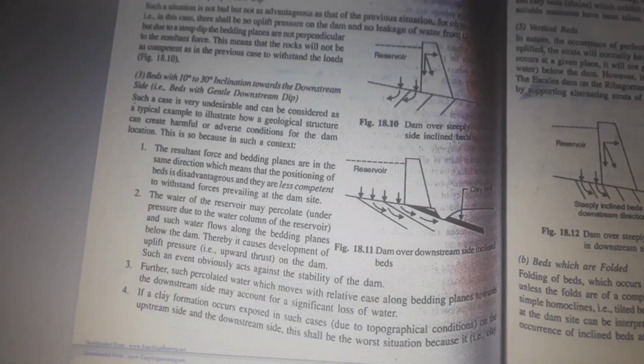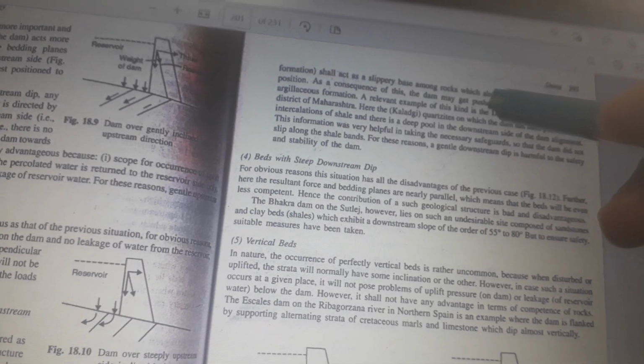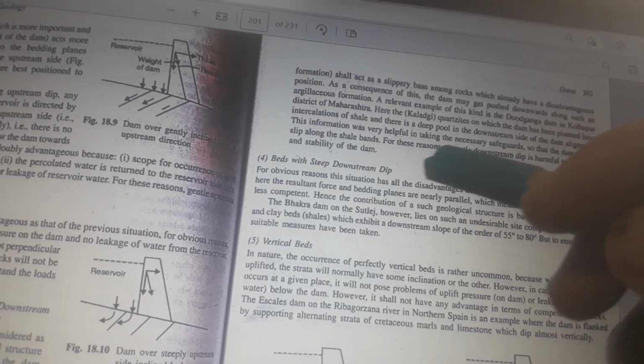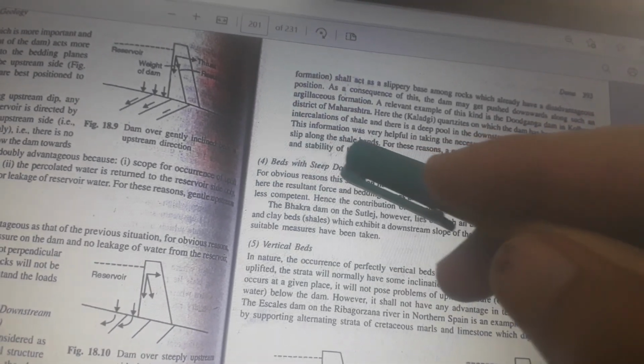This is clay bed. These are the arrows. If a clay formation occurs exposed in such cases due to topographical conditions on the upstream side and downstream side, this shall be the worst situation, because that clay formation shall act as a slippery base among rocks which already have a disadvantageous position. For this reason, a gentle downstream dip is harmful to the safety and suitability of the dam.